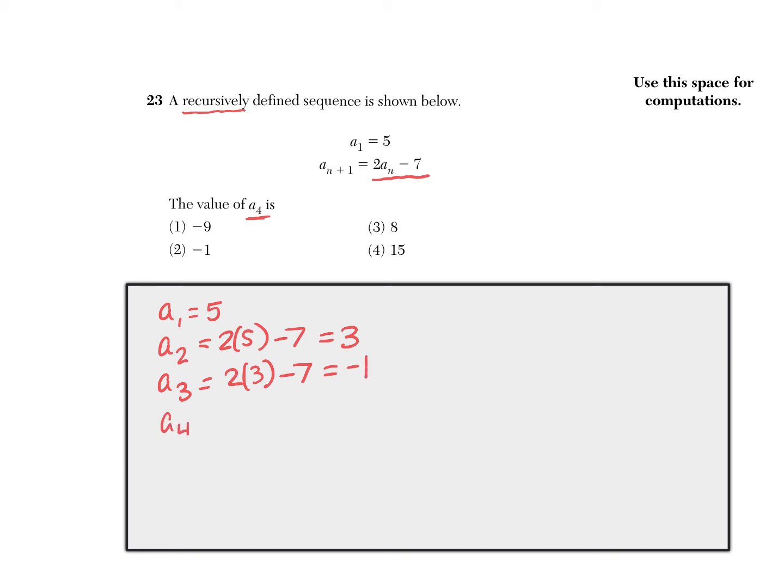So my fourth term is going to be 2 times my third term minus 7. So 2 times negative 1 is negative 2, minus 7 is negative 9. So our answer here is choice 1. So remember, you've got to find each term in order to get your final answer.